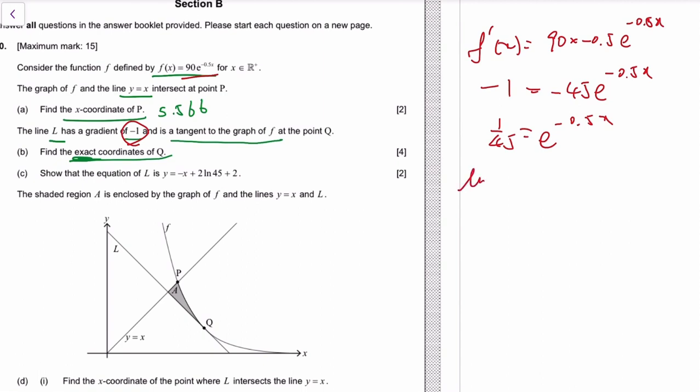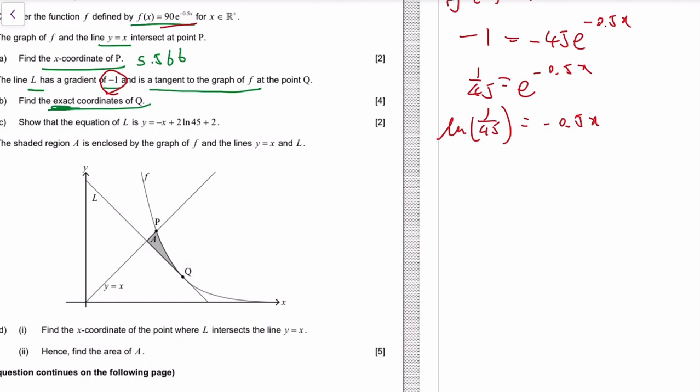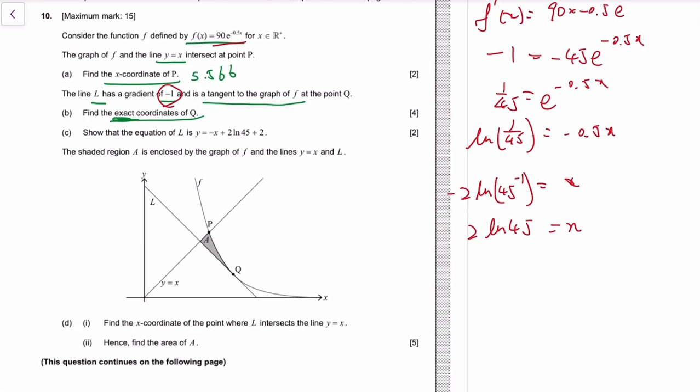Then what? ln both sides because of the e. ln e is 1. Then we divide by the negative half. So that becomes -2 log of that. 1 over 45 is 45 to the power of -1. So drop that. 2 ln 45 is x. Okay, that's the x. Let's find the y as well because they want the coordinates.